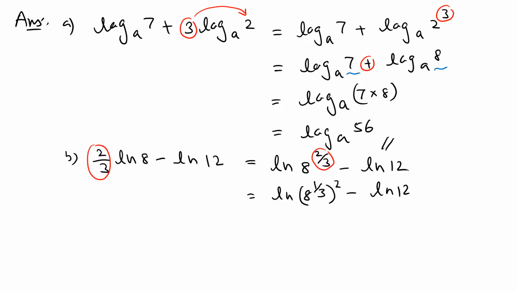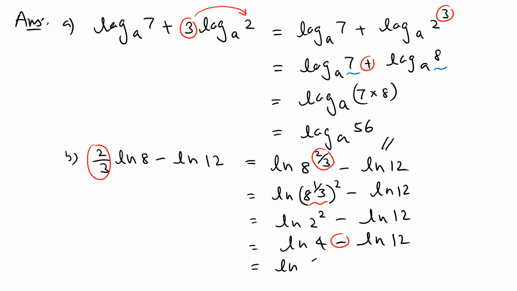We know that 8 to the 1/3 means 2. So this is going to be now ln 2 squared minus ln 12. You can skip some of the steps, but I'm writing all these steps for clarity. So this is ln 4 minus ln 12. Now since this is a subtraction, this becomes a division. So this is going to be ln 4 divided by 12. That means ln 1/3, because 4 over 12 means 1/3.